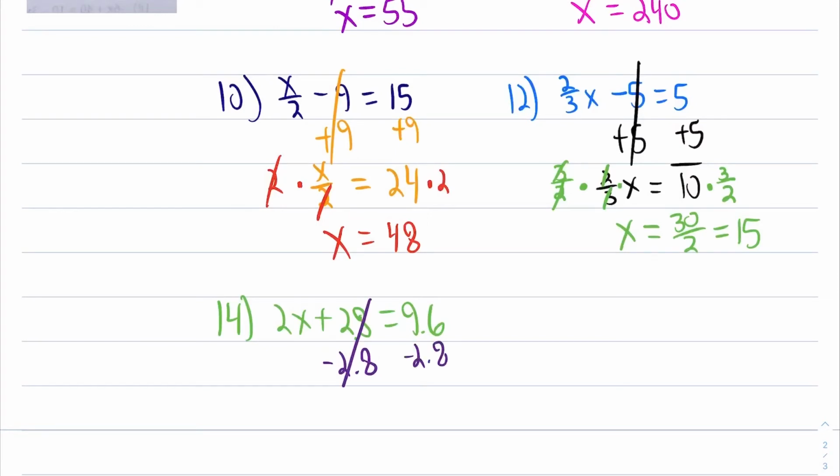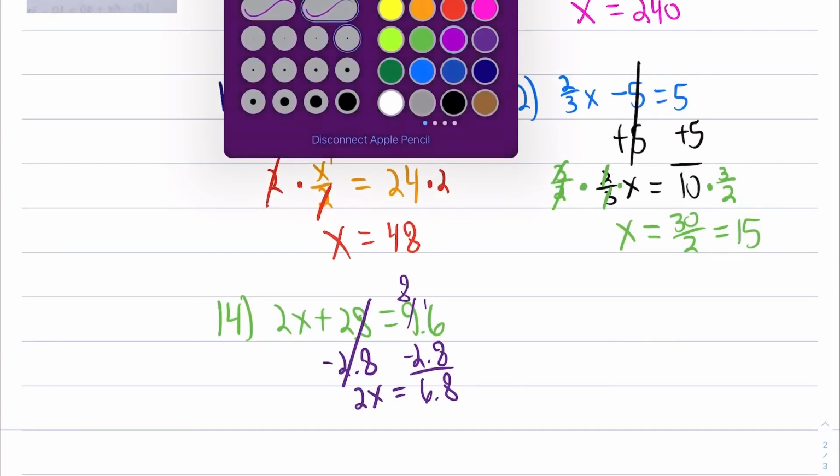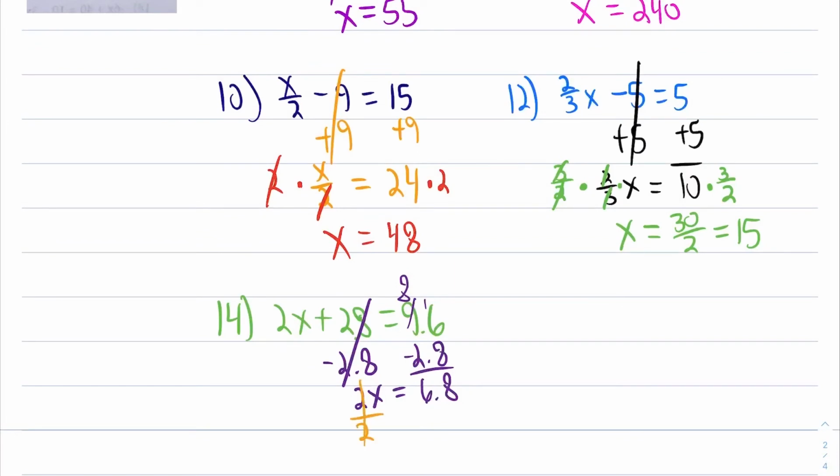Subtract 2.8. Over here, that makes a 6.8. Yeah, I was right. Okay, 6.8 equals 2x. Our goal is not to have 2x, our goal is to have just x, so we need to remove the 2 by dividing by it. X equals 3.4 is the answer.